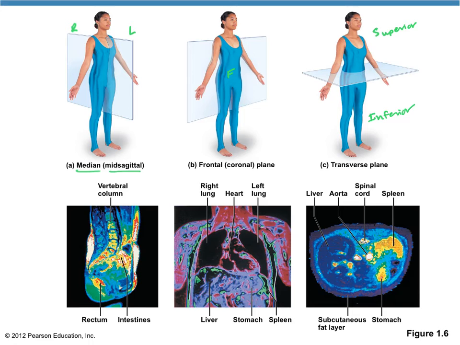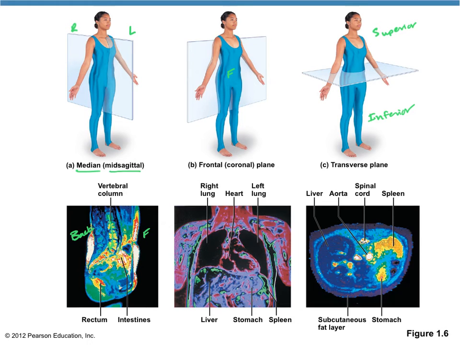These three different sections are important when describing images especially, because you can look at the body from different sections and see organs and structures differently with each section. These are all sections of the abdominal and thoracic cavity of a person, and in a median or mid-sagittal section, you can see the cross section of the vertebral column, and you can see where it is relative to the front side of the body and the back side of the body.